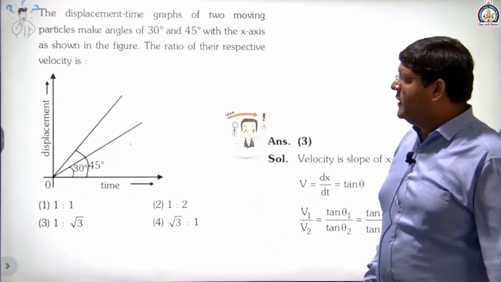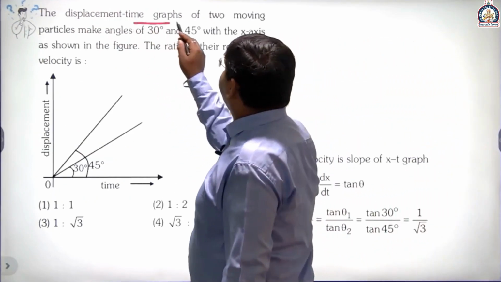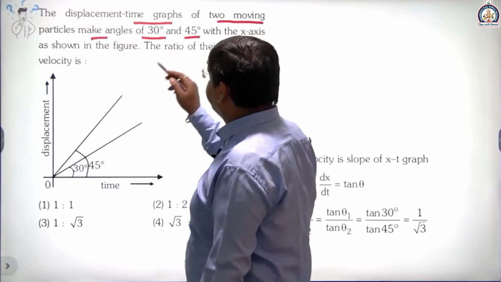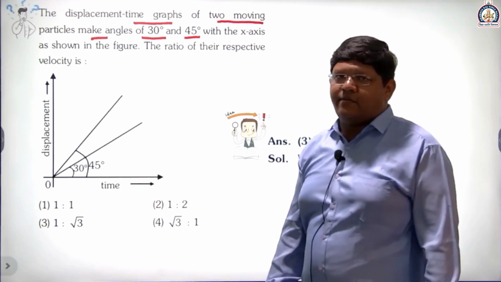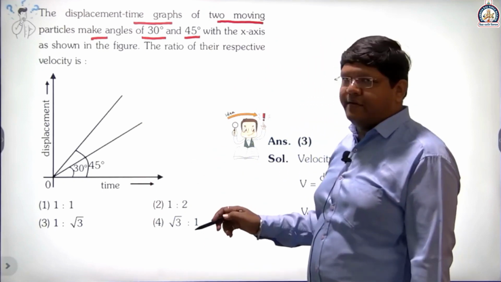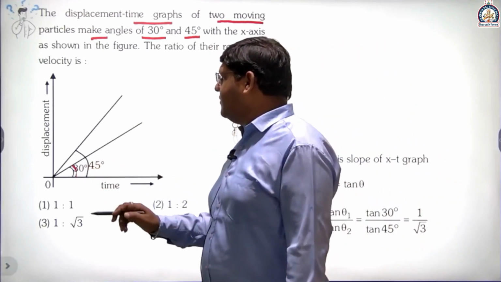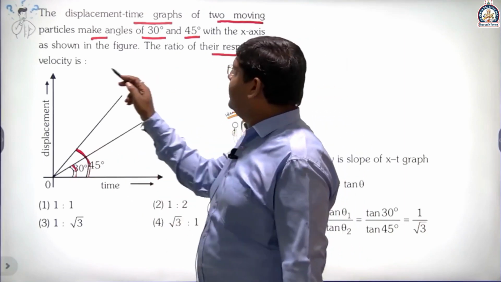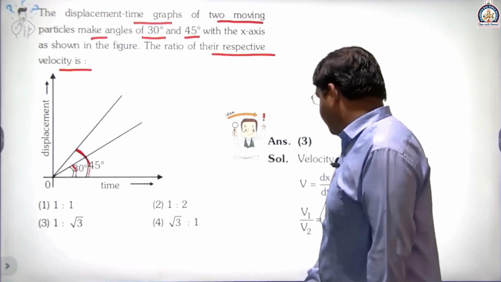Okay, moving to the next part. The displacement time graph of two moving particles making angles 30 degree and 45 degree with the x-axis. We can see this is the graph which shows the displacement time relation. First is having an angle of 30 and other is having an angle of 45. What is the ratio of their velocities?